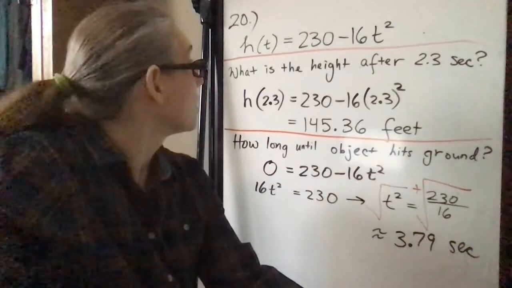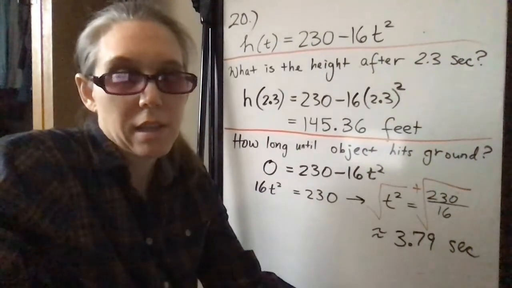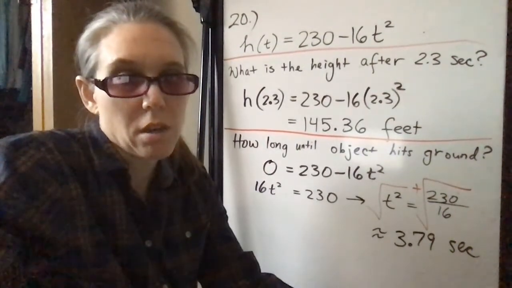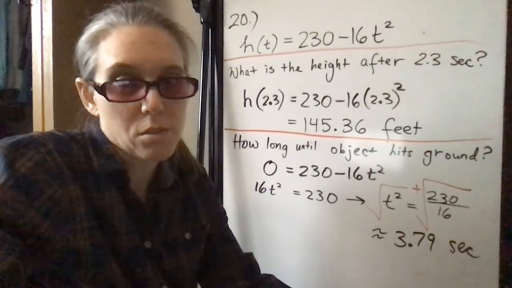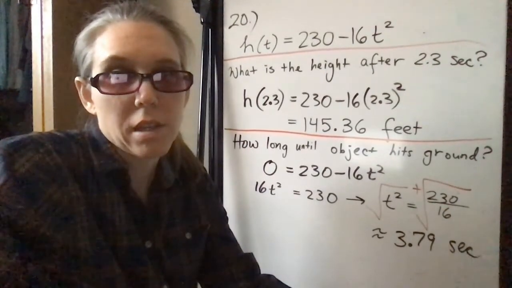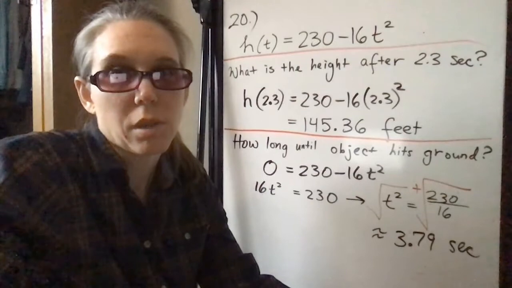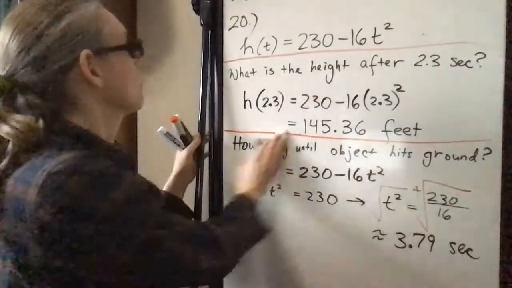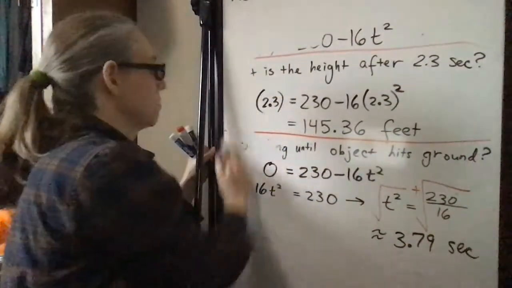Okay, so that was question number 20, and the next question, number 21, also requires that you show work, and this one is also using the square root property.